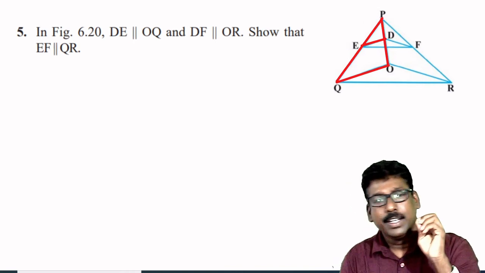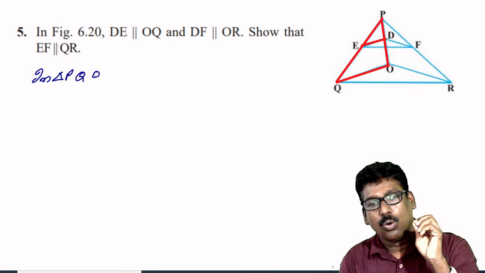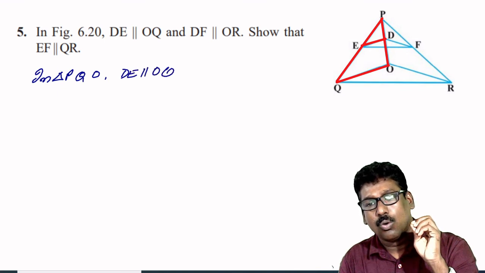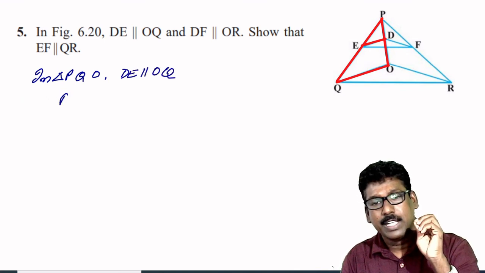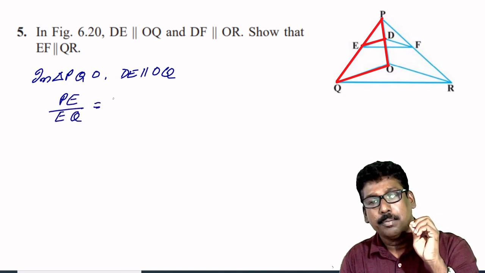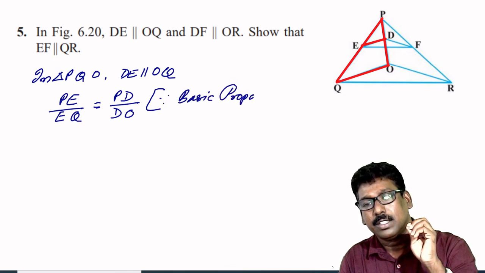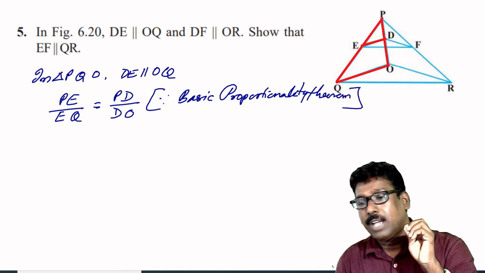So we can write, in triangle PQO, DE is parallel to OQ. Therefore, the ratio you can write is PE by EQ is equal to PD by DO. And the reason you can write is, since basic proportionality theorem.